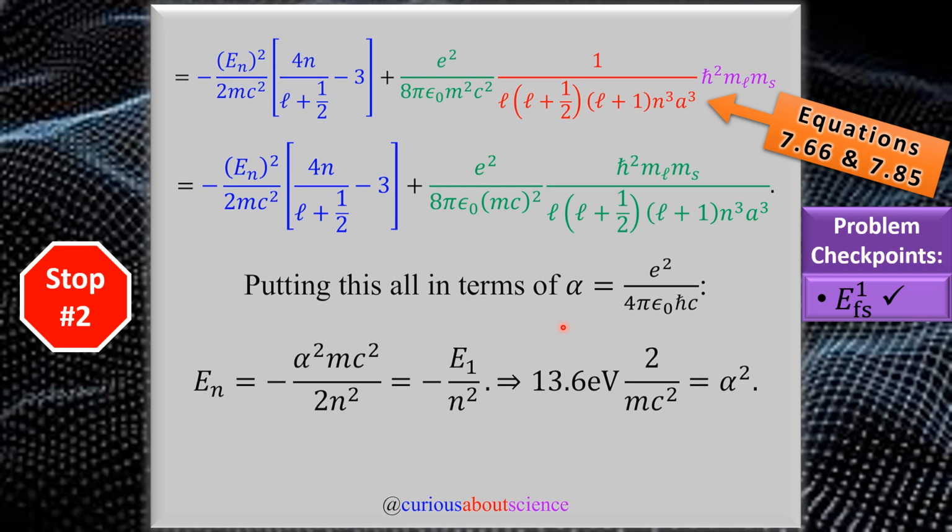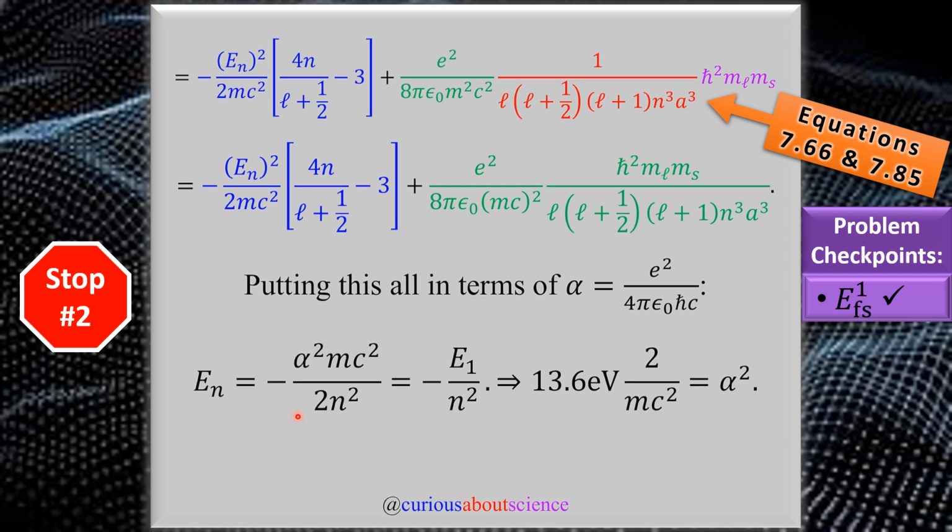Well, we're lucky because from problem 7.14, we actually solved for what the Bohr energies were in terms of the fine structure constant, and we saw that we got alpha squared mc squared over 2n squared. So we're fine there. But we also know that the Bohr energies have the form of negative E1 over n squared. So we're going to have to utilize both of these.